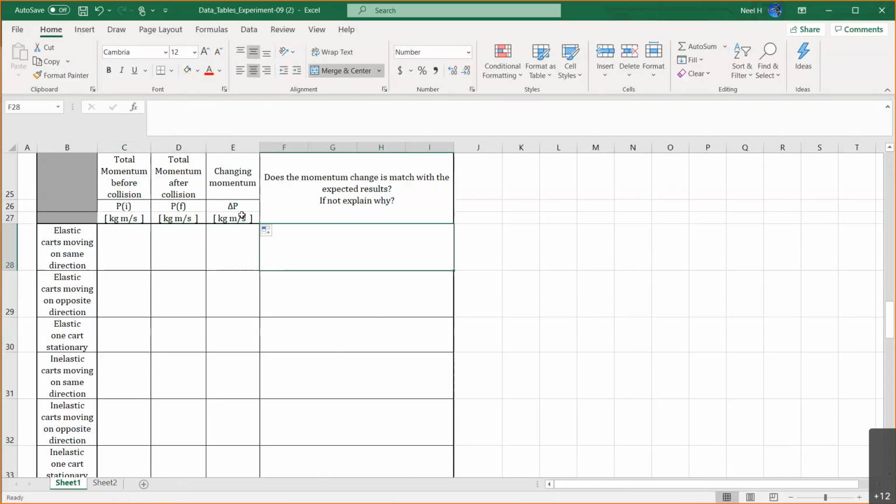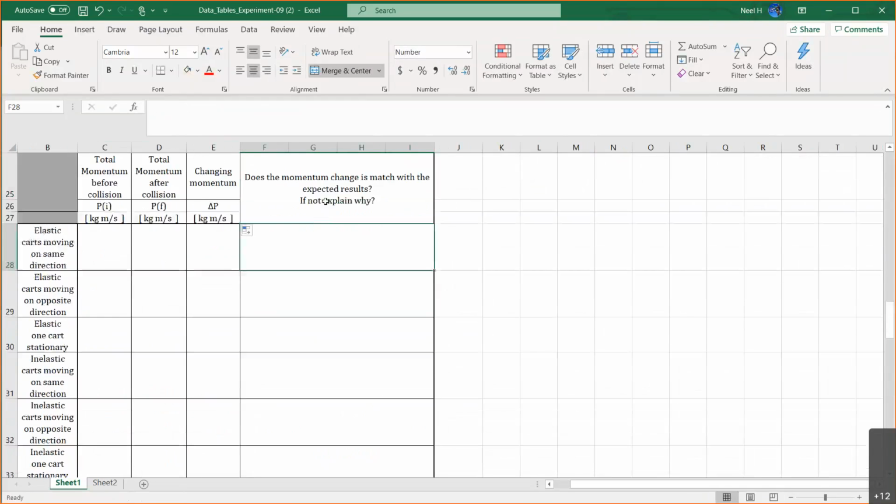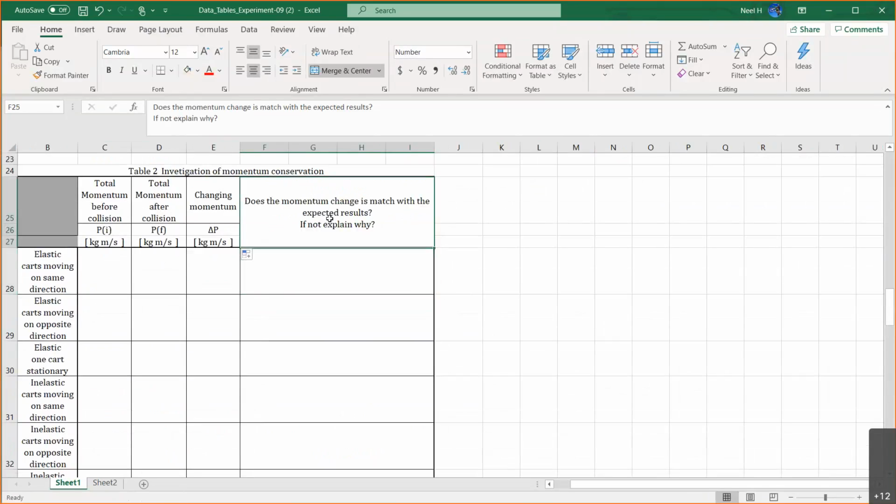Changing momentum has units too. And in these two tables, table number 2 and 3, you can see another column here, right? Column number 1, 2, 3, 4, the fifth column. The fifth column we are not completing during the class. In terms of data table submission tonight, you don't need to complete this last column. But you have to complete that for the lab report next week. It asks whether you observe the momentum conservation for each case or not. If yes, you just need to say yes, we observe the momentum conservation. If not, you have to write down why.